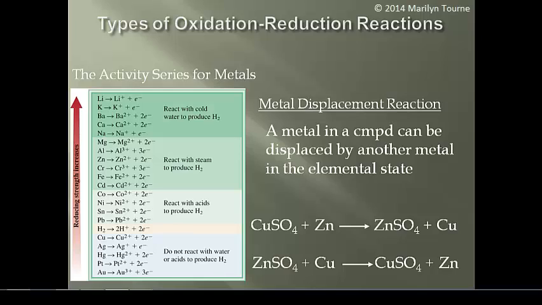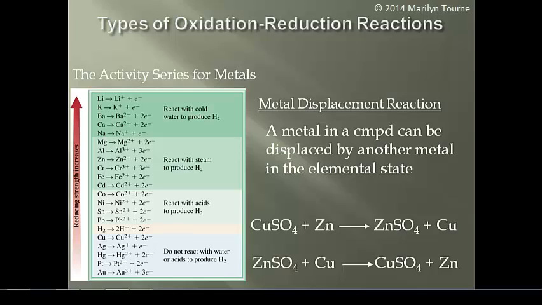Another type of displacement reaction is the metal displacement. A metal in a compound can be displaced by another metal in the elemental state. So for example, here I have copper sulfate plus zinc will yield zinc sulfate plus copper. This reaction can happen because if you notice in the table, zinc is higher than copper. So that means that zinc has the ability, the reducing strength, to displace copper. So that's why that reaction happens.